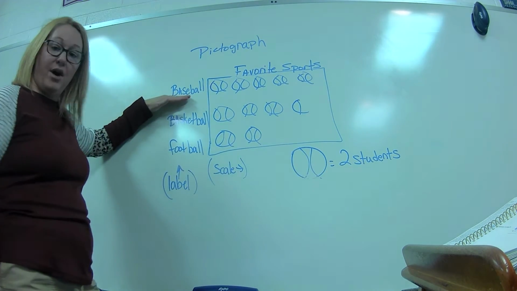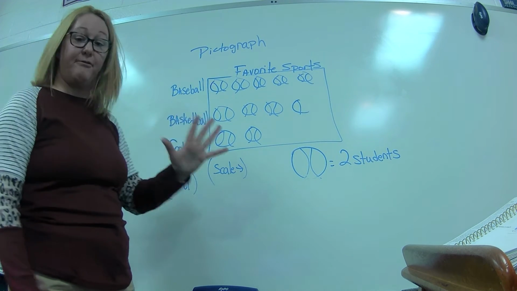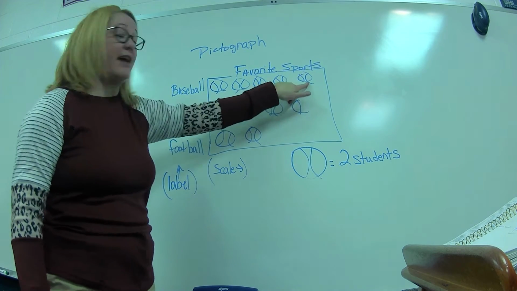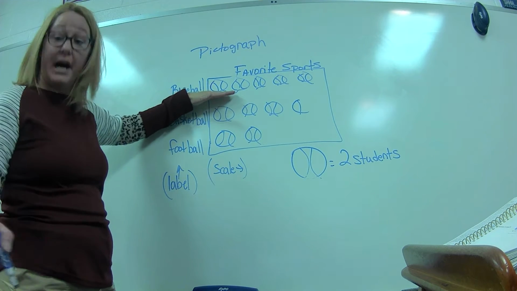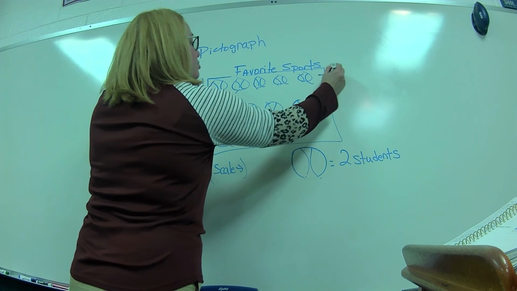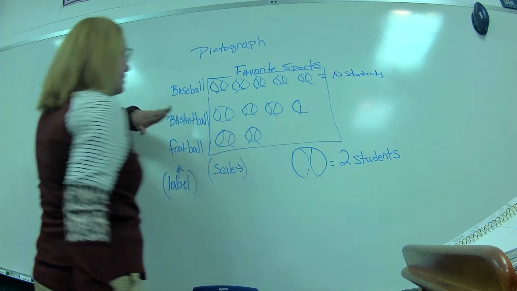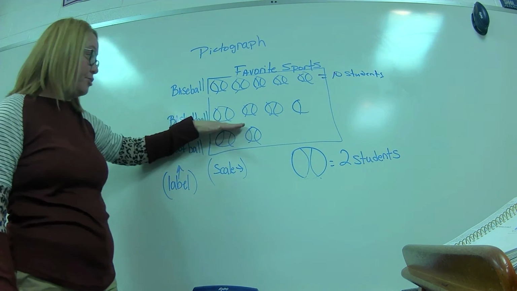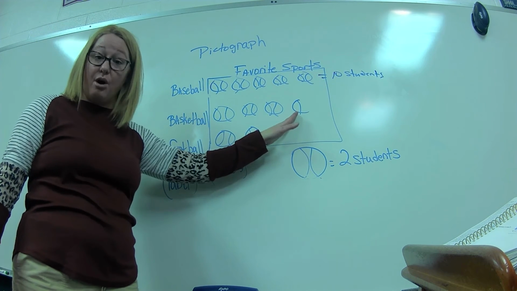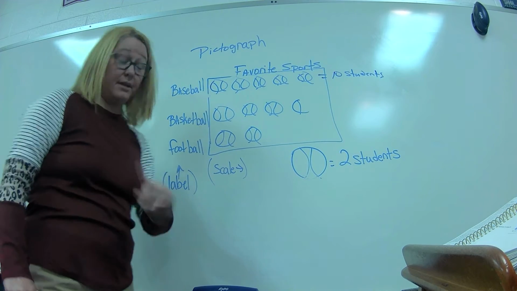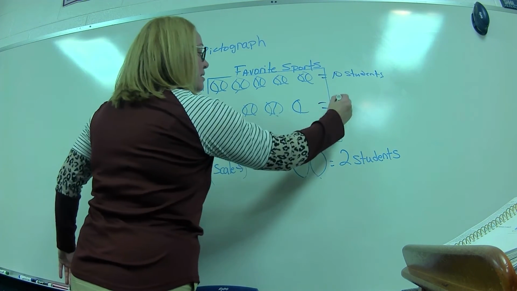So baseball, how many students liked baseball? Well, I can't just say 5, because each ball equals 2. So I have 2 times 5, which would give me 10 students. How many liked basketball? I have 2, 4, 6. I have a half of a ball. That means I only have 1 student, because half of 2. So 2, 4, 6, 7.